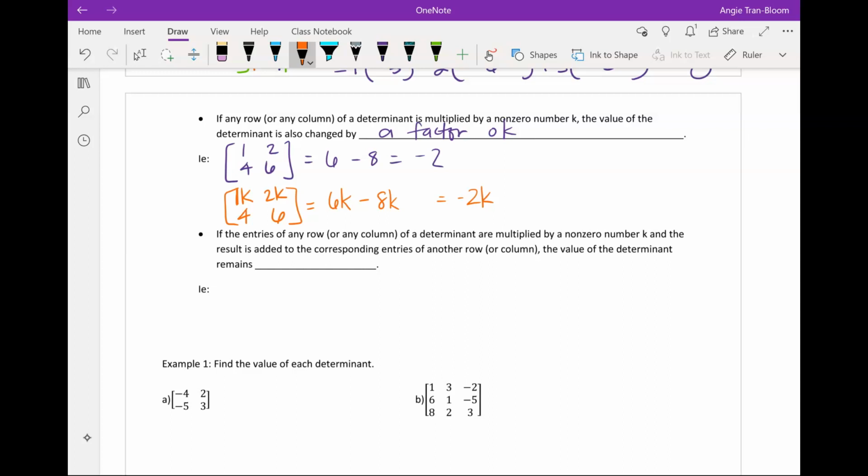If the entries of any row or any column of a determinant are multiplied by a non-zero number k, and the result is added to the corresponding entries of another row or another column, the value of the determinant remains unchanged.